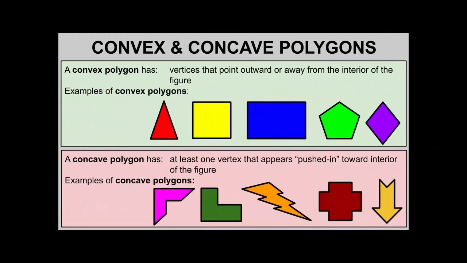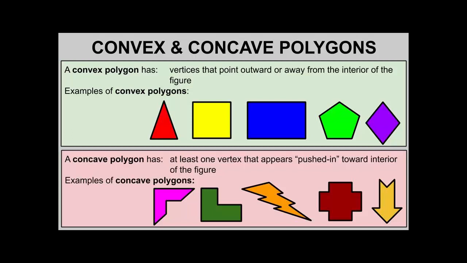Another property of polygons is whether the polygon is convex or concave. A convex polygon will have vertices that point away or are on the outside of the figure. This is different than a concave polygon. In a concave polygon, at least one of the vertices will appear pushed in towards the interior of the figure. You can see the difference on the top line. There are examples of convex polygons, the triangle, square, rectangle, pentagon, and rhombus.